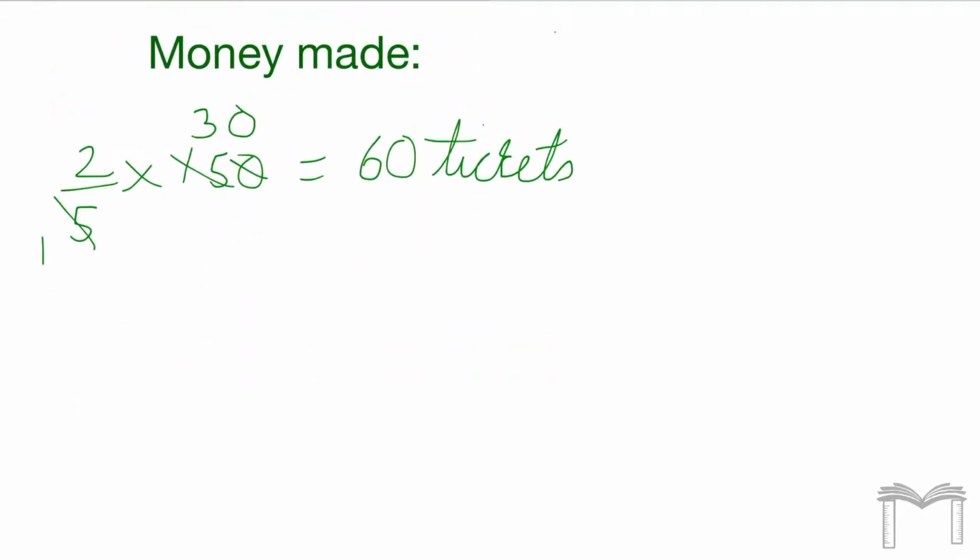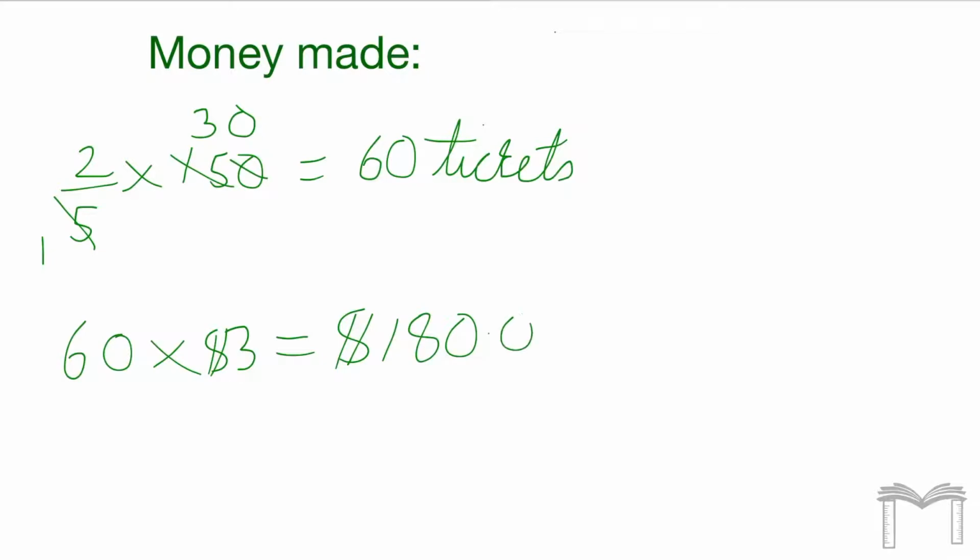And the tickets sold for $3 each. So 60 times 3 is equal to $180. And that's your answer.